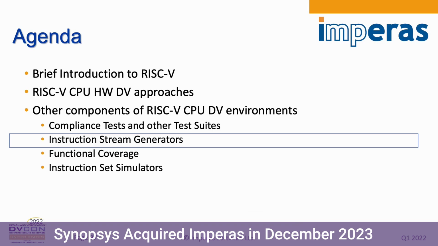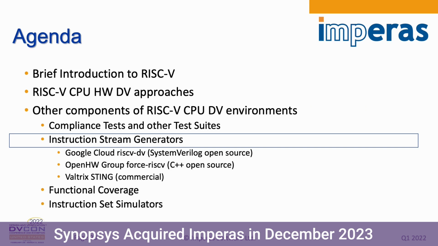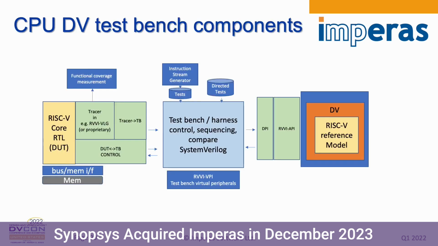Having looked at test and compliance tests and different test suites, let's now move on to one of the other components in DV environments, instruction stream generators. We're going to look at three. We're going to talk about the Google one, then show some of the RISC-V running, and then Valtrix.